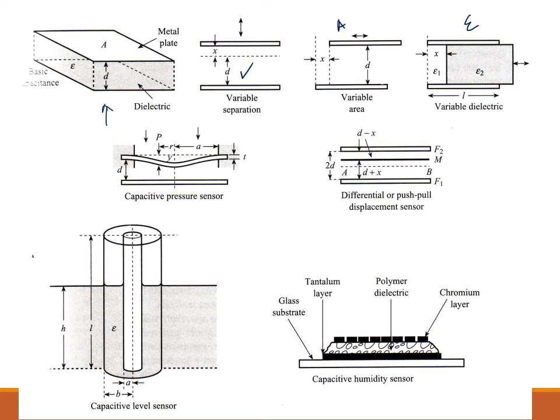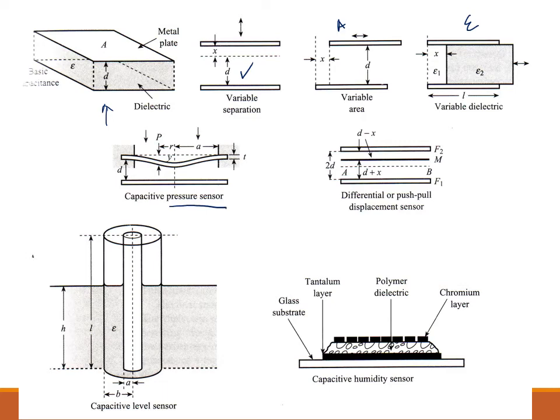Here we have a few examples of using the principle of capacitive transducer, but not directly like the way that we discussed before. In the displacement sensors that we discussed before, we directly used the methods of changing the distance, changing the shed area, or changing the dielectric constant. The first one here is the capacitive pressure sensor.